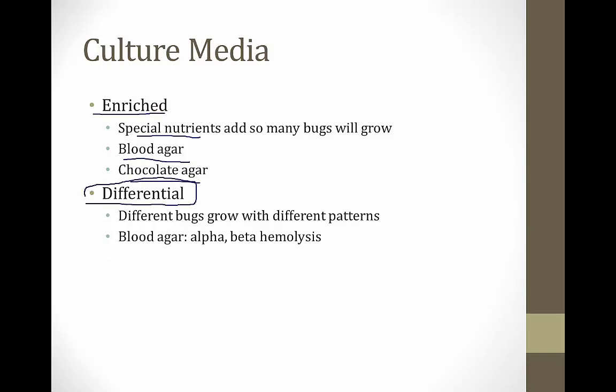And then sometimes we call culture media differential. And when we say it's differential, we mean that different bugs grow with different patterns that we can see. So the best example of this is blood agar. Some bacteria demonstrate a pattern of alpha hemolysis, and others demonstrate a pattern of beta hemolysis. I'll show you some examples of that in a few slides. But the point here is that blood agar is a differential medium because it allows us to identify different bacteria based on their growth pattern on the culture media.